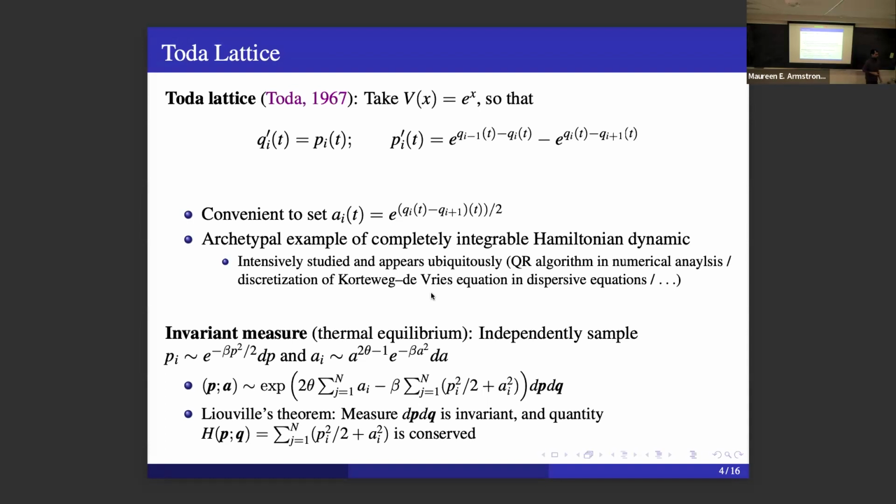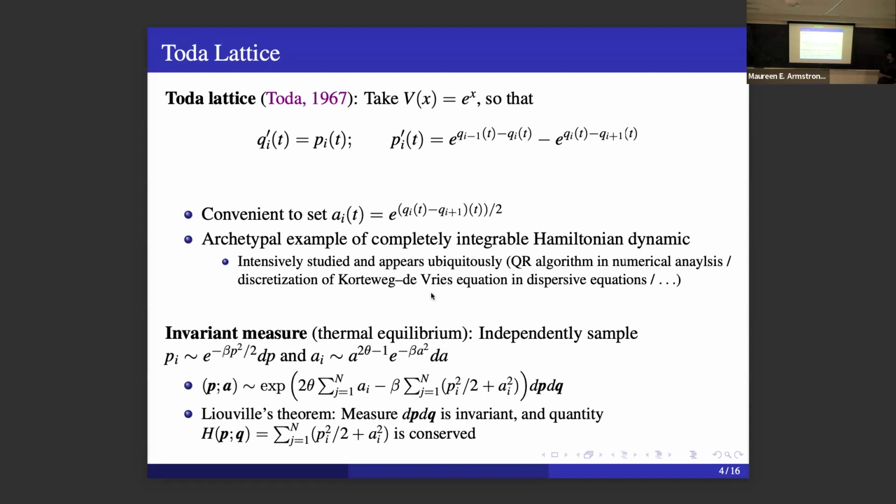So this is an archetypal example of a completely integrable Hamiltonian dynamic. It's basically one of the first integrable Hamiltonian dynamics that was introduced. I'll explain the sense in which it's integrable later on. But for the moment, grant me that it's unequivocally in the integrable class from the previous slide.